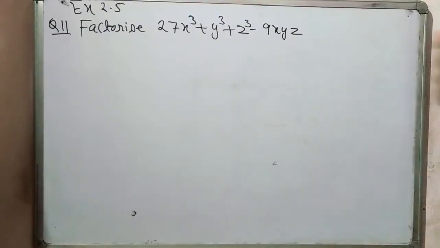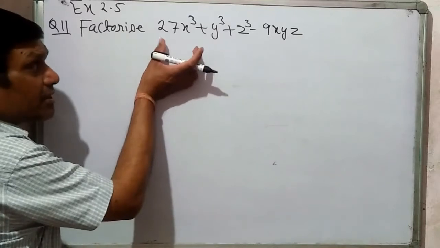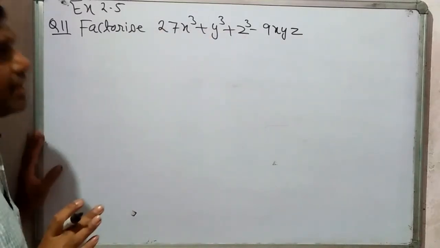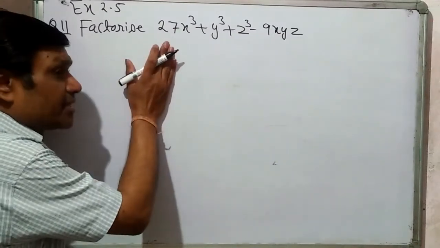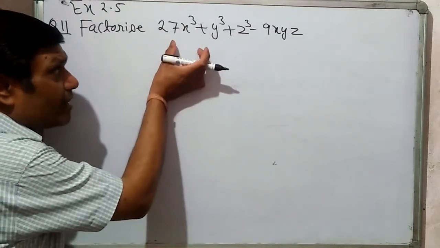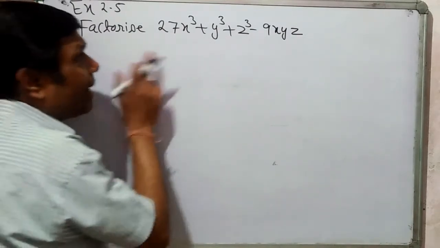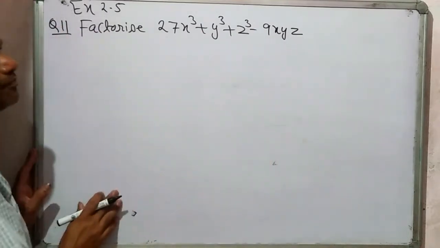Dear students, question number 11 is factorize 27x cube plus y cube plus z cube minus 9xyz. So let us look over this. This is having three cubes added together, and the product of these three terms is being subtracted.